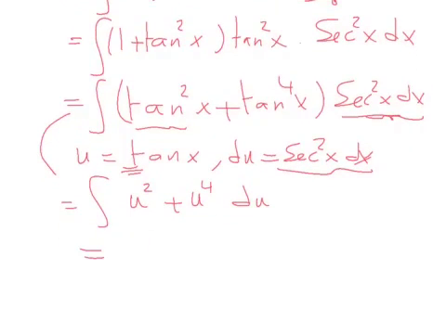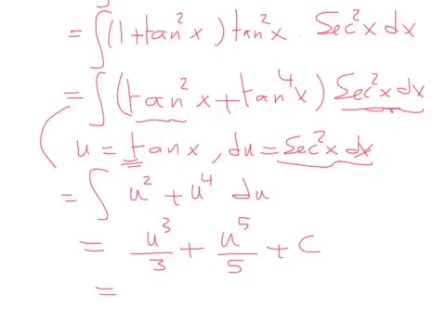So integration of this can be done very easily: u cubed over 3 plus u to the 5 divided by 5 plus constant. And then u can be replaced by tan, which is tan cubed x divided by 3 plus tan to the 5 x divided by 5 plus constant.